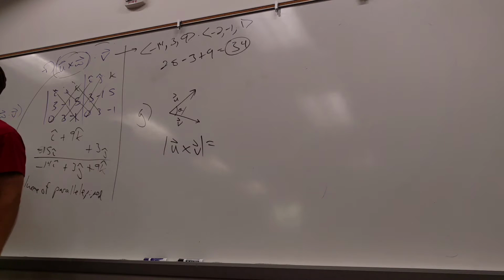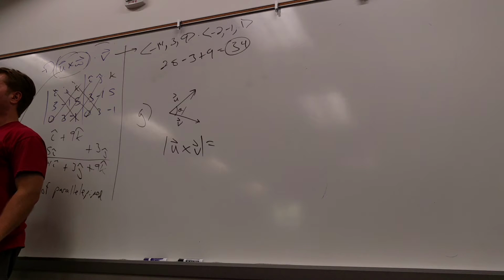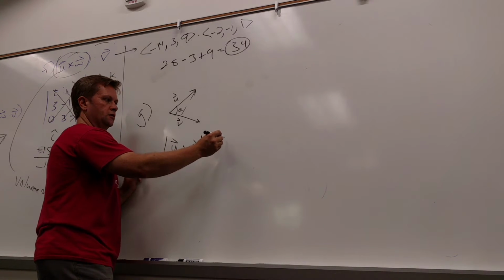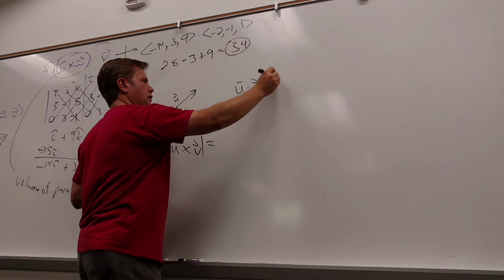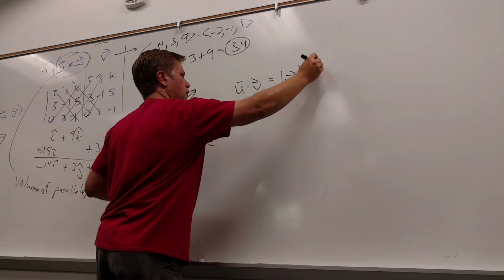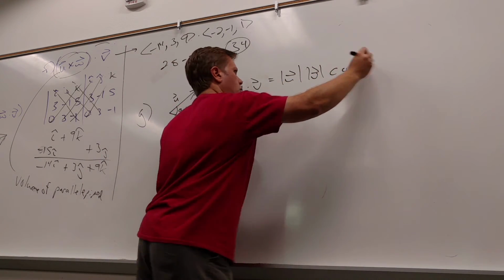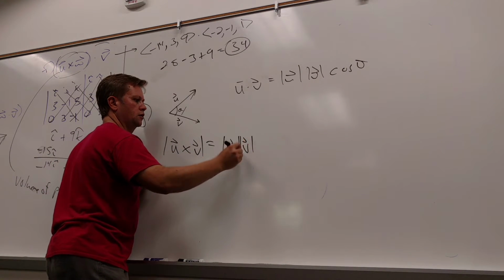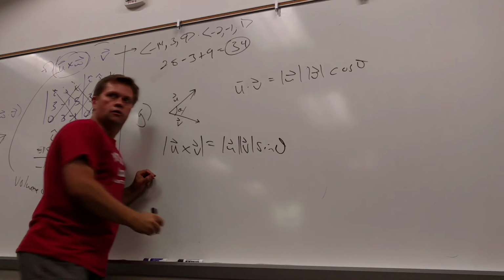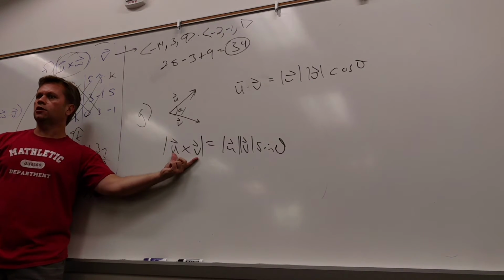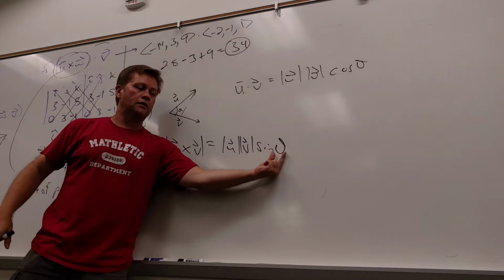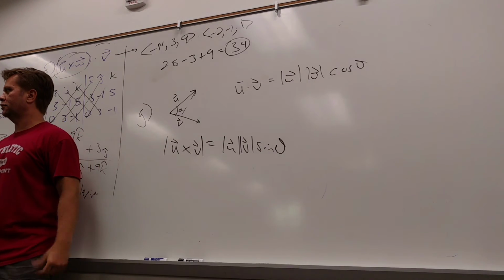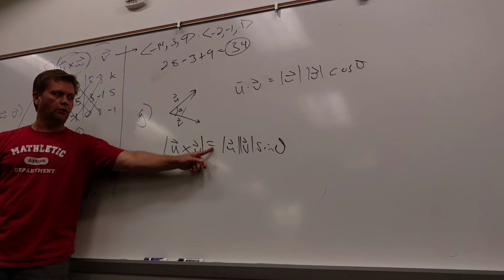What's the length of the cross product? It looks very much like the dot product, except it has a sine in it. The dot product is magnitude U, magnitude V, cosine. So what's the length of the cross product? Magnitude U, magnitude V, sine. Some of you did this and then took its length, and some of you found the angle and then did this. I don't care. Whatever you think of, because they're both equivalent.